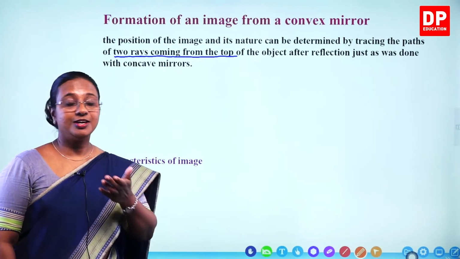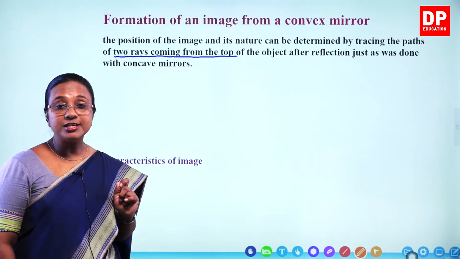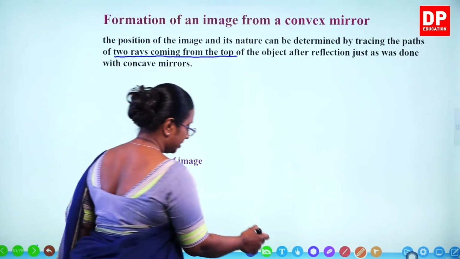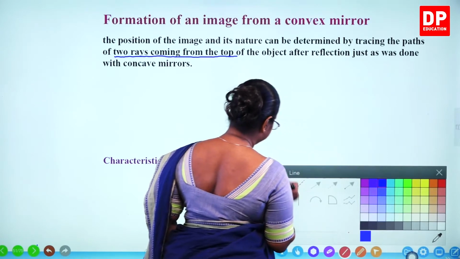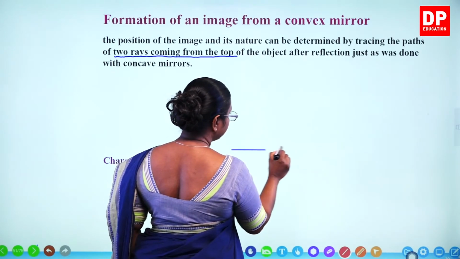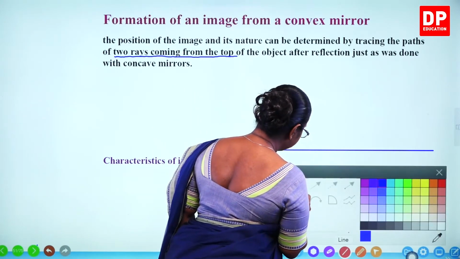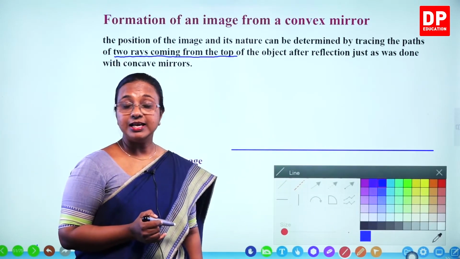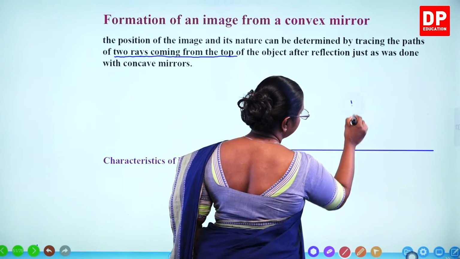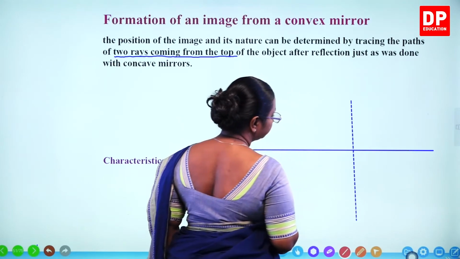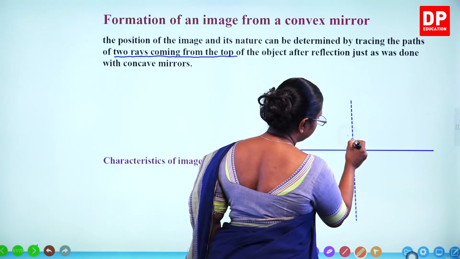Where do we start? You all are very competent to draw ray diagrams now. We have to draw the principal axis first. So here I will draw the principal axis. So let's say the principal axis is here. Then what is the second step? We need to draw a line for the mirror. So I will draw the line for the mirror here and say we have to draw the mirror.